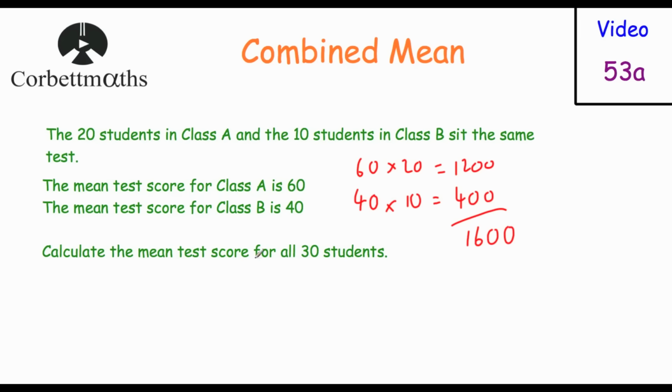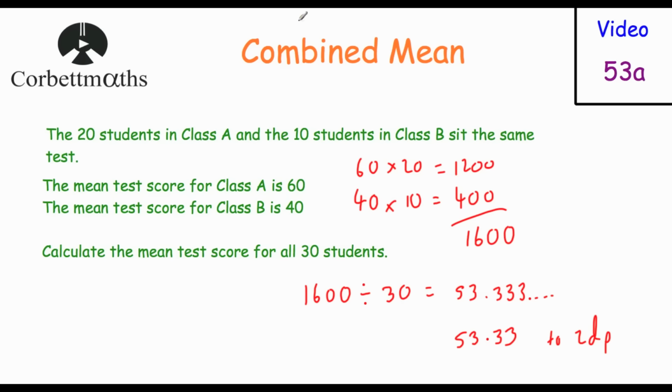Now we're trying to work out the mean score for these 30 students. So if we divide the grand total, the 1,600 by 30, we will get the mean test score for these 30 students. So 1,600 divided by 30 is equal to 53.33333 and so on, or 53.3 recurring, or let's just round our answer to two decimal places, so 53.33, and that would be the mean test score to 2 decimal places. And that's it.